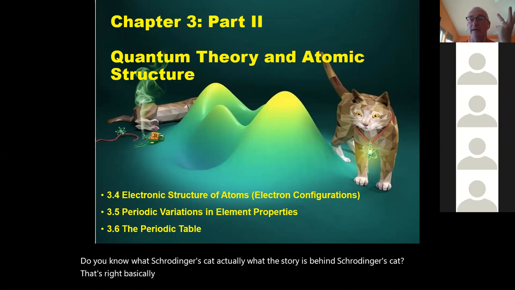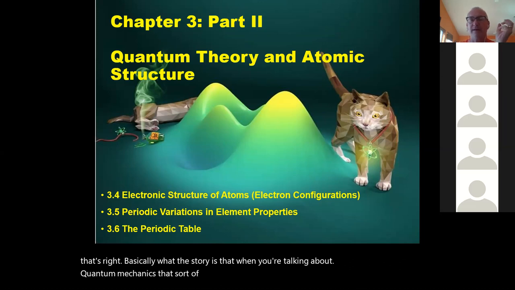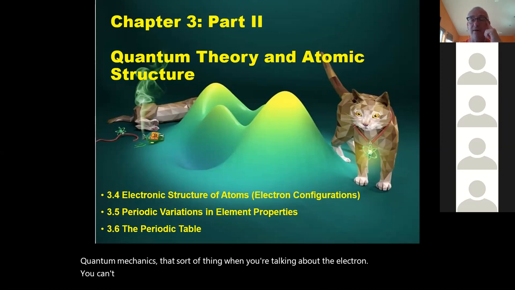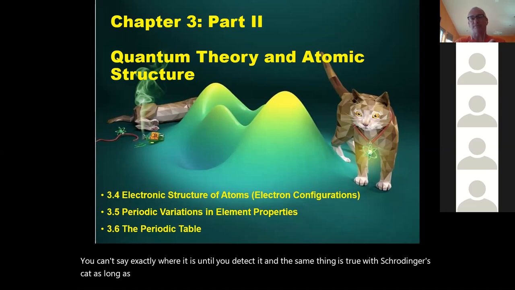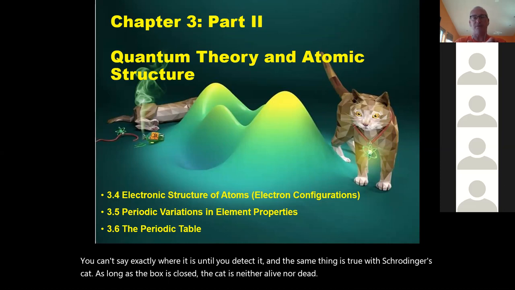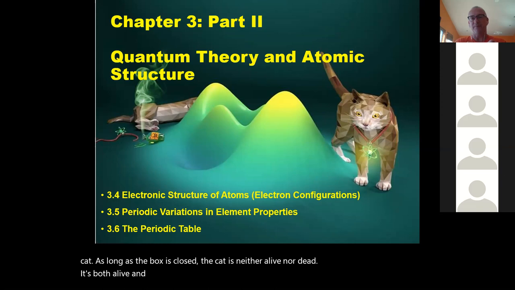Basically, the story is that when you're talking about quantum mechanics, that sort of thing, when you're talking about the electron, you can't say exactly where it is until you detect it. And the same thing is true with Schrodinger's cat. As long as the box is closed, the cat is neither alive nor dead. It's both alive and dead simultaneously. And it's only when you open the box and see that you know for sure.